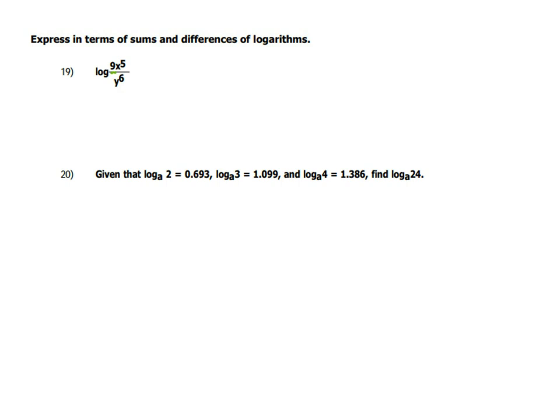Now, the first one I'm going to start with is the fact that I've got division going on here. So I'm going to use the quotient rule first, which says log, and I don't see a visible base, so that means it's base 10. It's going to be log of the numerator, which is 9x to the 5th, minus the log of the denominator, which is y to the 6th.